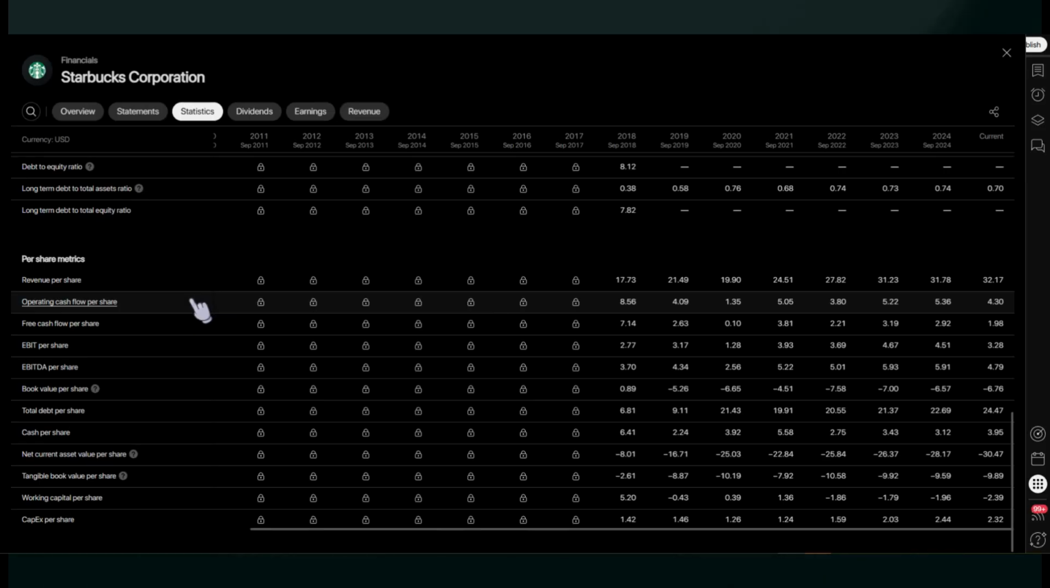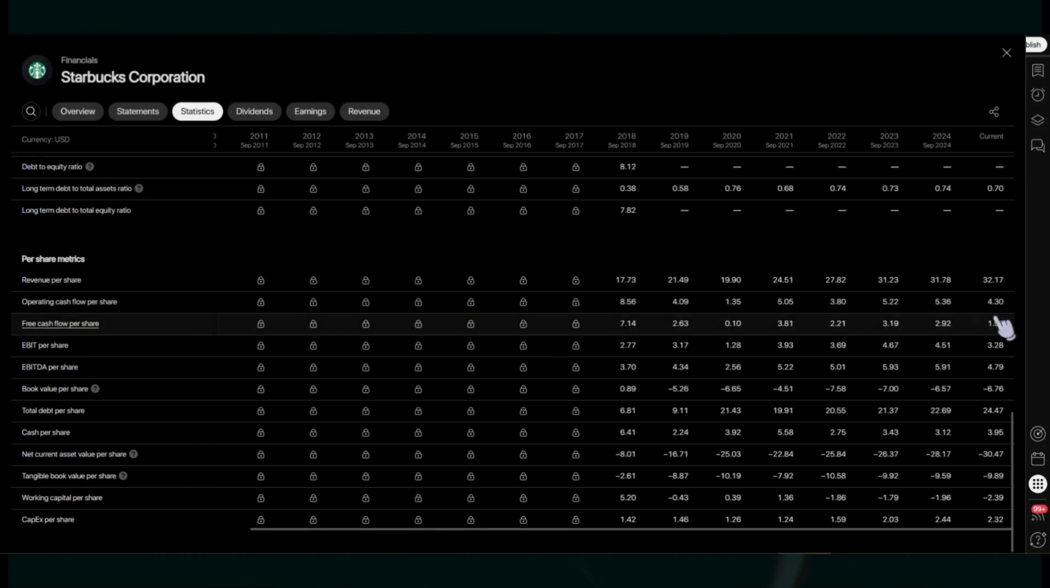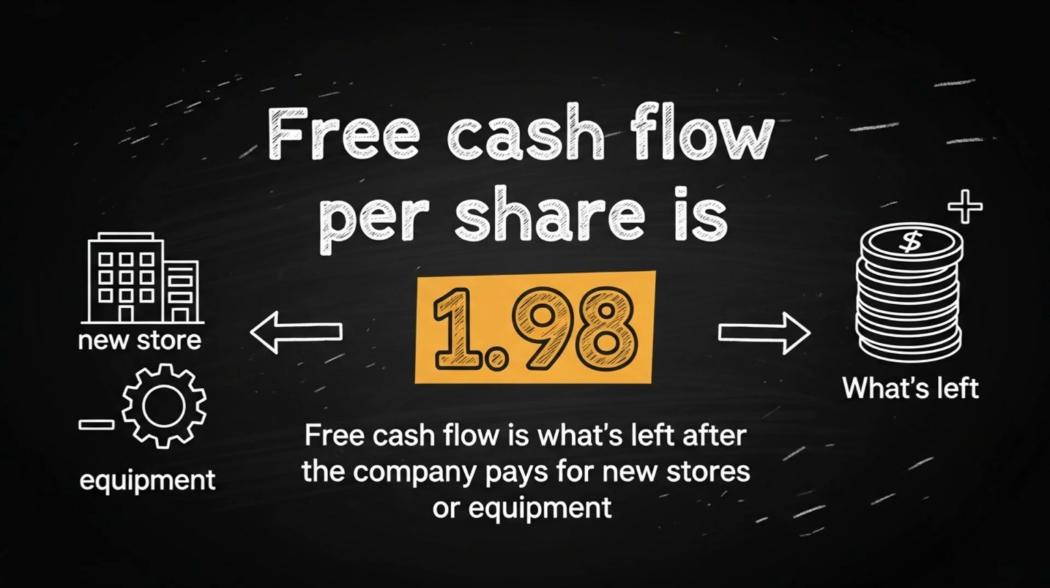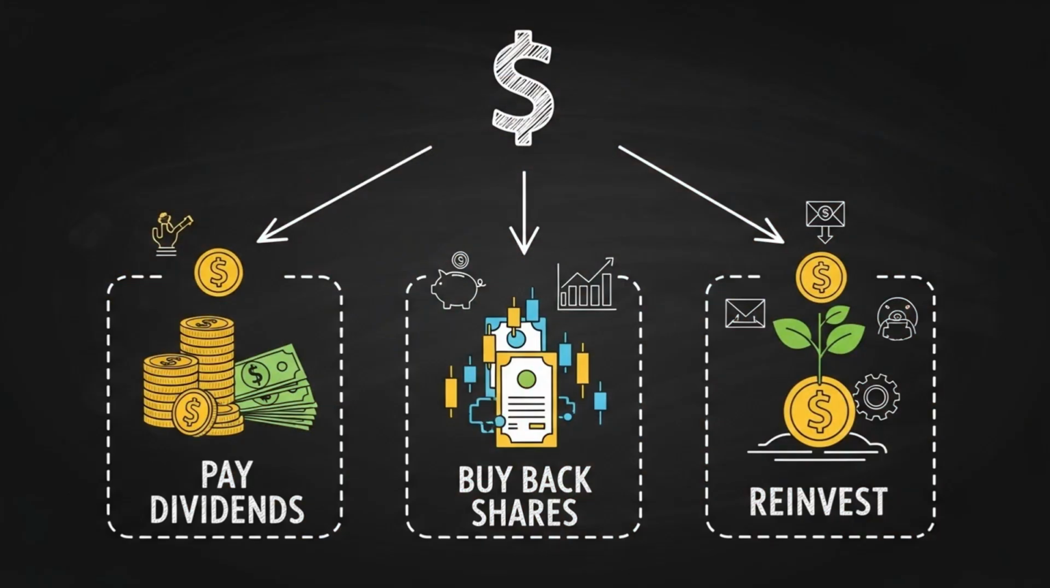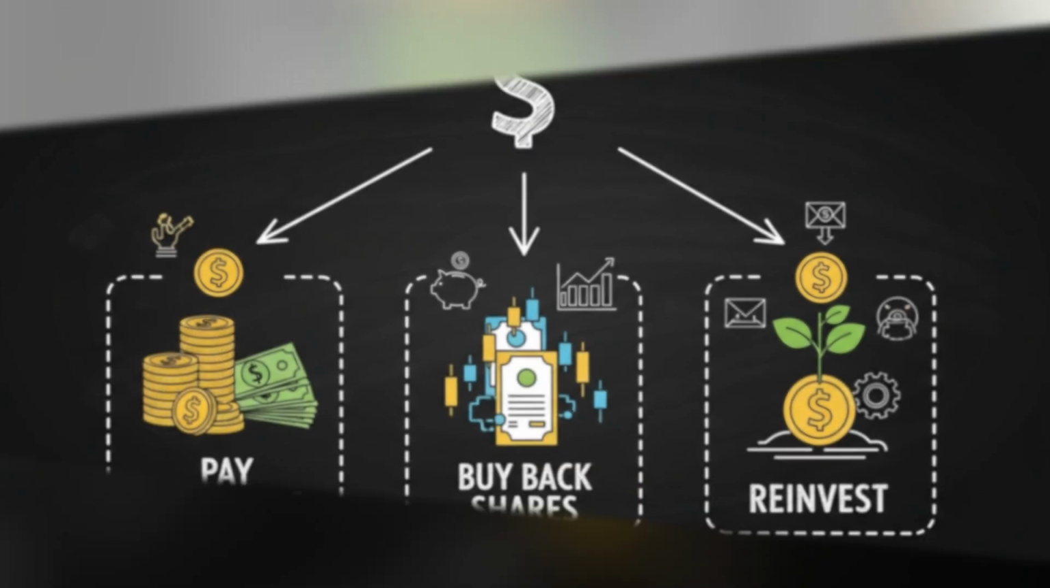Pretty healthy. Free cash flow per share is 1.98. Free cash flow is what's left after the company pays for capital expenditures like new stores or equipment. $2 per share is solid and gives the company room to pay dividends, buy back shares, or reinvest.